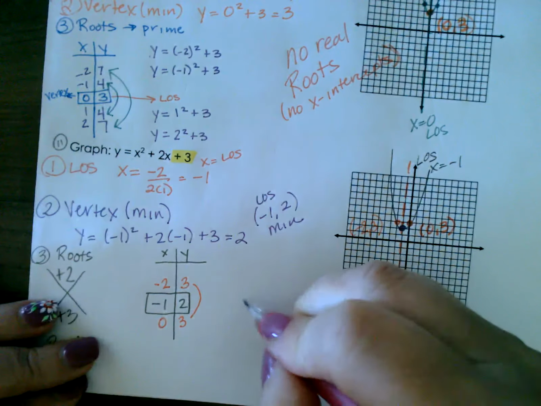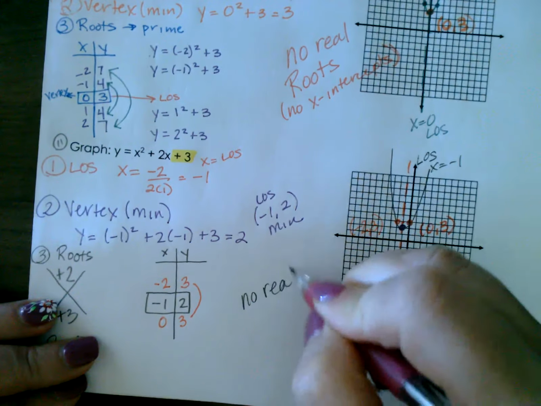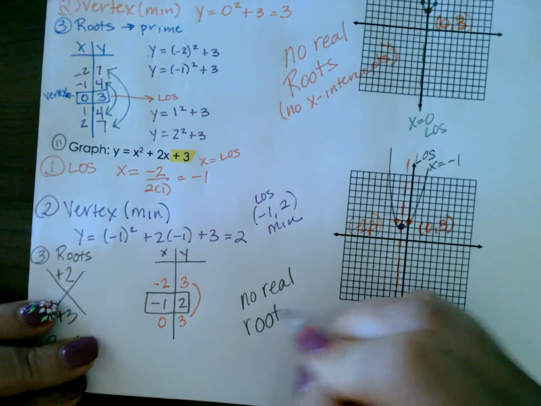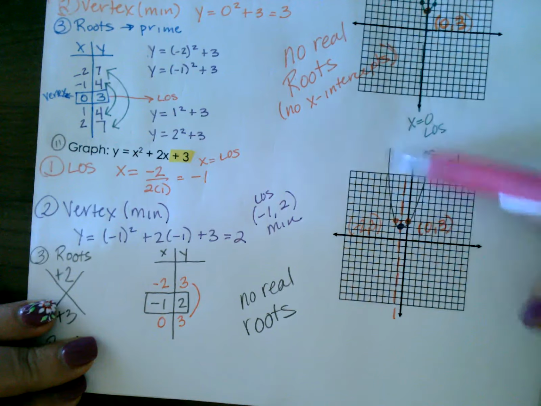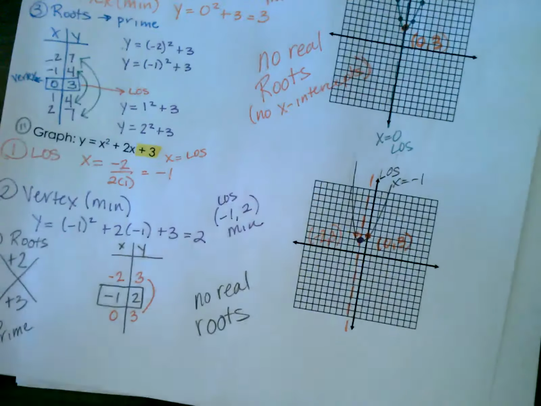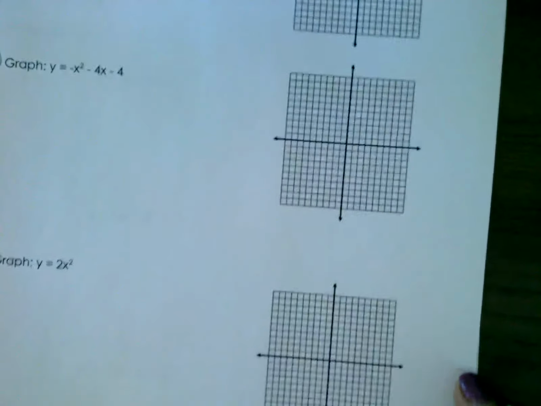There are no real roots because there's no x-intercept. The vertex is above the x-axis. It's a smiling parabola, so it would never cross. You will never get x-intercepts.